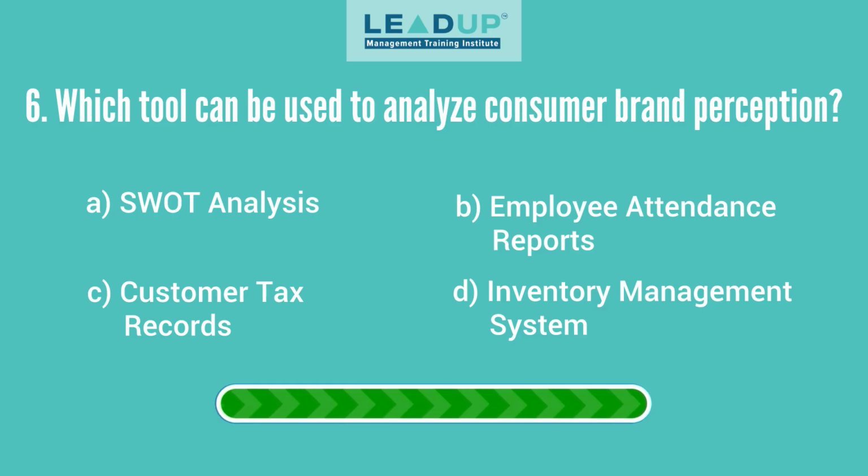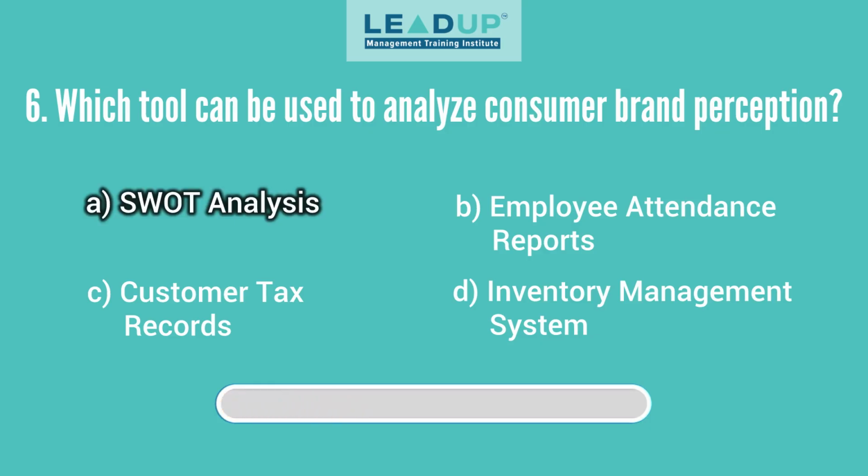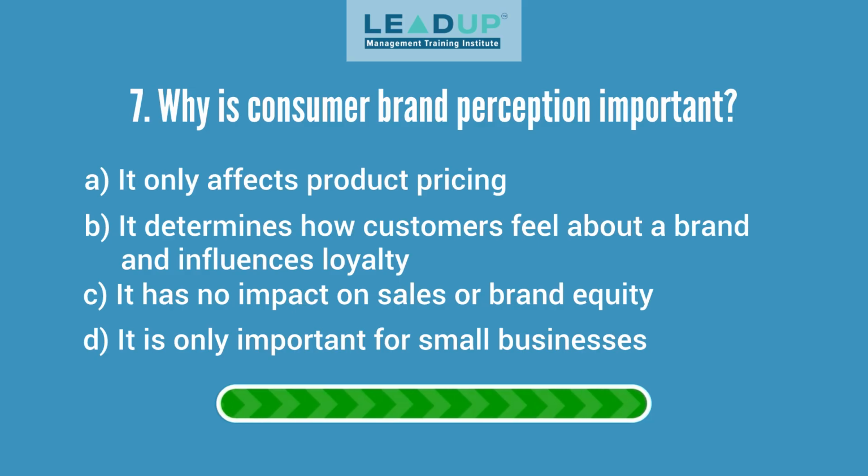Question 6. Which tool can be used to analyze consumer brand perception? A. SWOT analysis. B. Employee attendance reports. C. Customer tax records. And D. Inventory management system. Answer: SWOT analysis.